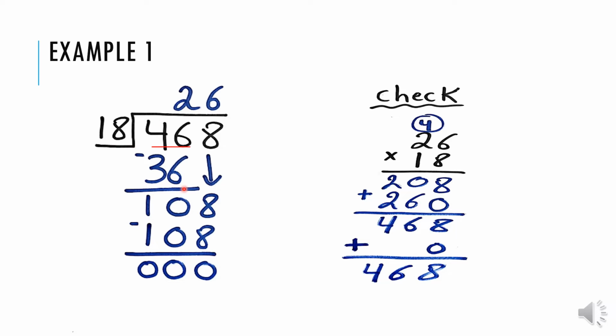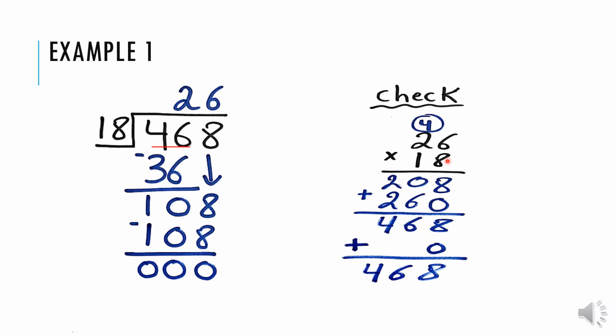What's 18 times 2? It's 36. 46 minus 36, we will get 10. Now we have to bring down the 8. Now we have 108. I ask myself, how many 18s do I need to get 108 or almost 108? Let's try. 18 times 6, it's 108. So I have to use the 18 times 6. I write the 6 in the quotient next to the 2. What's 18 times 6? It's 108. 108 minus 108, it's 0.